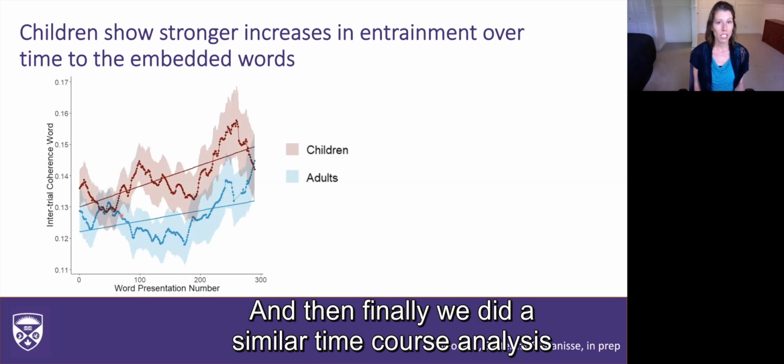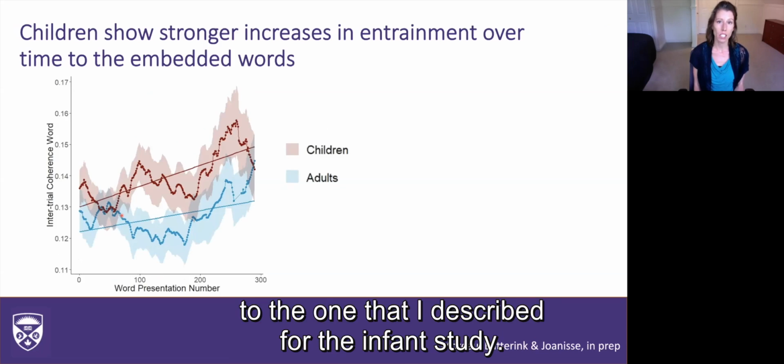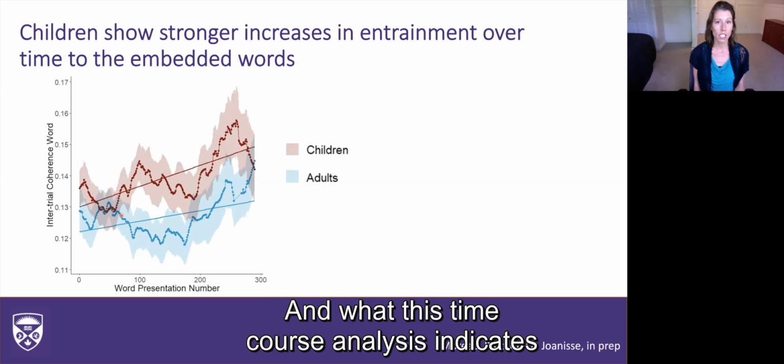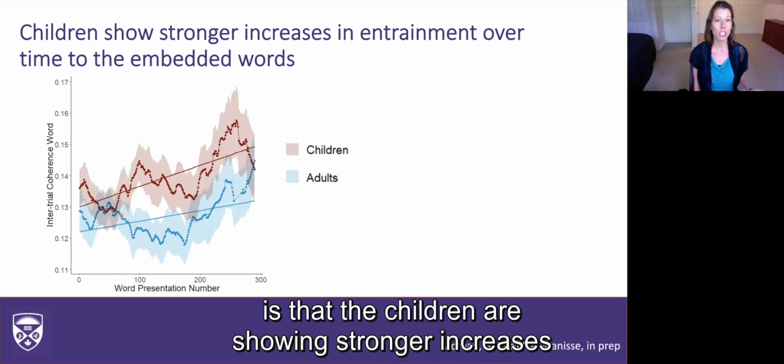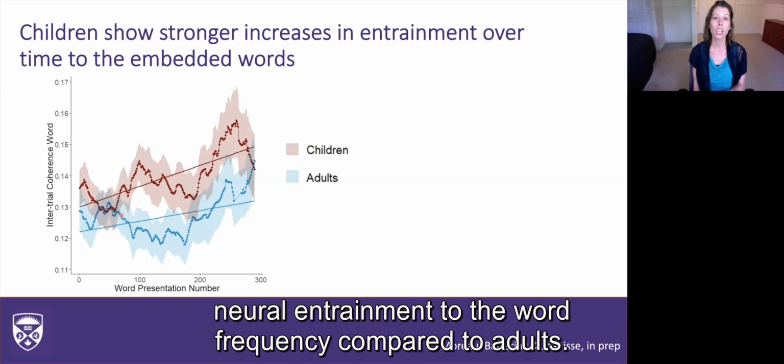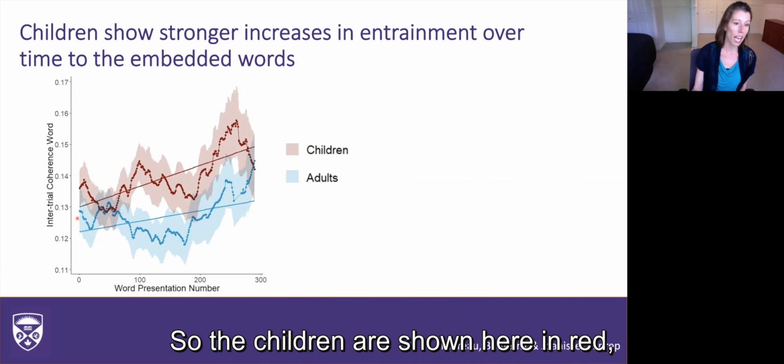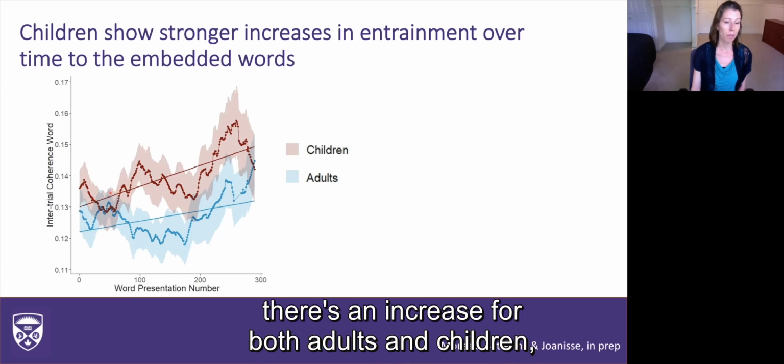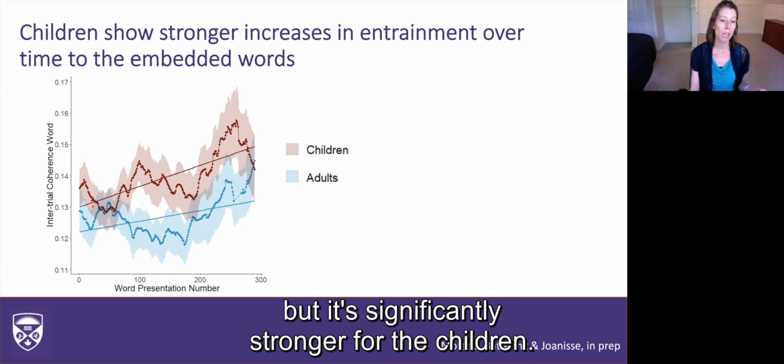And then finally, we did a similar time course analysis to the one that I described for the infant study. And what this time course analysis indicates is that the children are showing stronger increases in neural entrainment to the word frequency compared to adults. So the children are shown here in red, and there's an increase over time for both adults and children, but it's significantly stronger for the children.